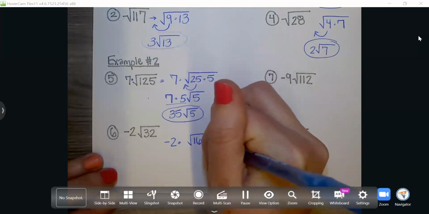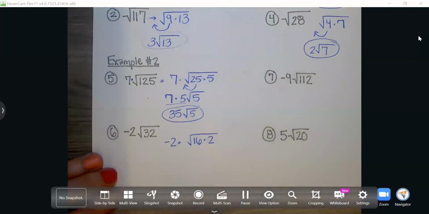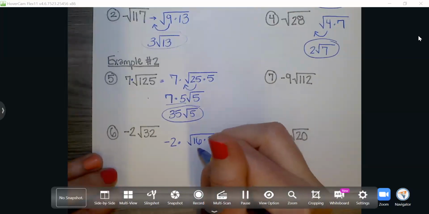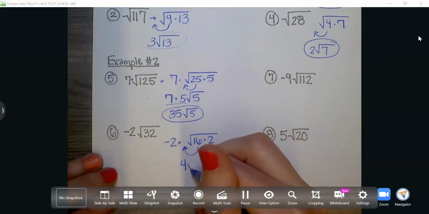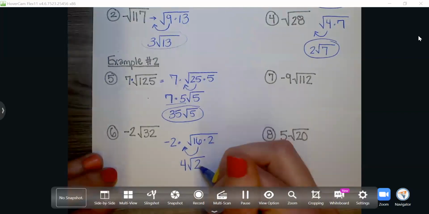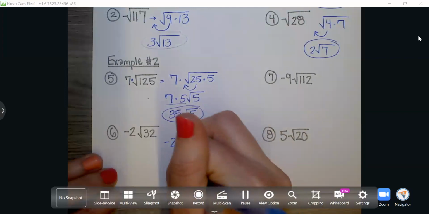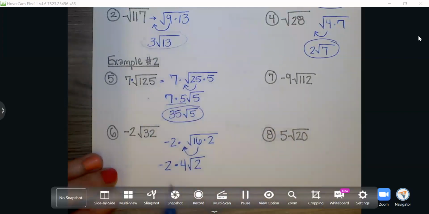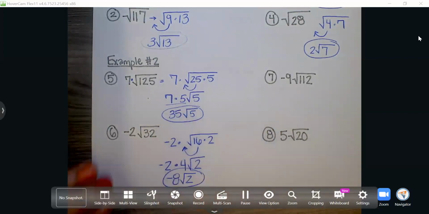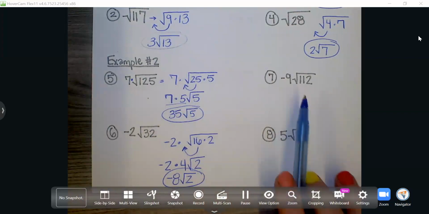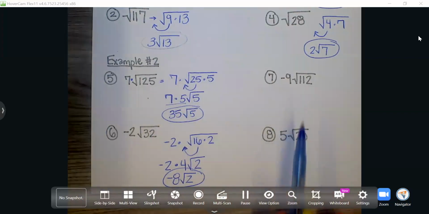32 can be broken down into 16 times 2. 16 is a perfect square, so it can come out of the square root symbol. And when it comes out, it becomes a 4. That 2 stays inside. And so I'm going to multiply negative 2 times this 4, and I'll keep this square root of 2 in my final answer. Negative 2 times 4 is negative 8. And that square root of 2 is in my final answer. See if we can do number 7 and 8.